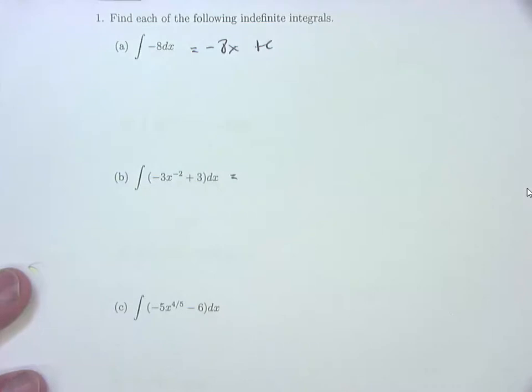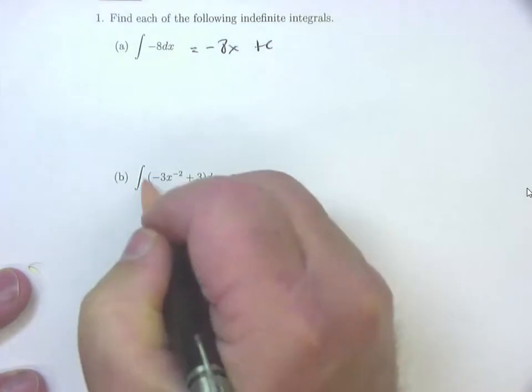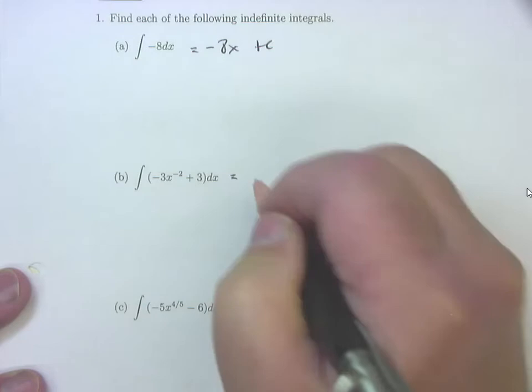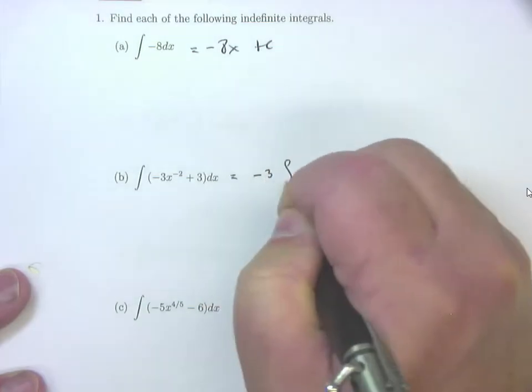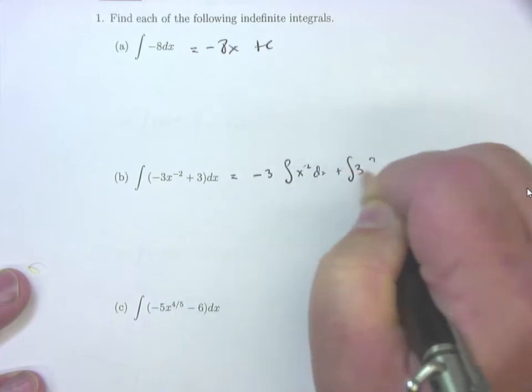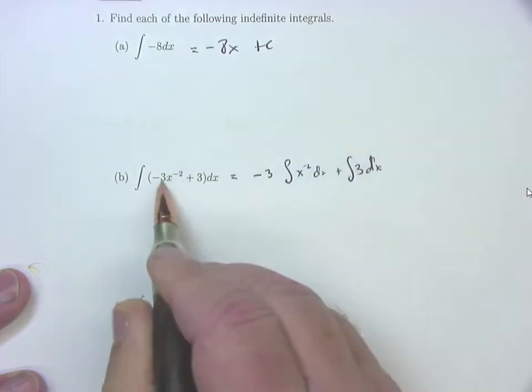Well, I'm not going to do this but one more time. When you integrate, things are being added, subtracted, you're going to integrate each one. And constants get to pull out front. So I'm going to start speeding up the process here. This would be -3 times the integral of x to the -2 dx plus the integral of 3 with respect to x dx. Just integrate each one.